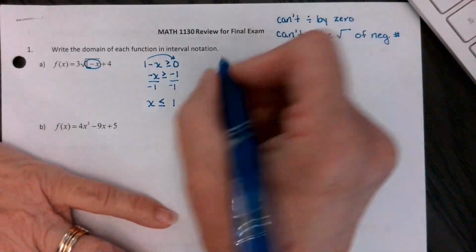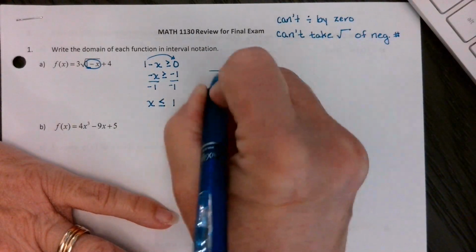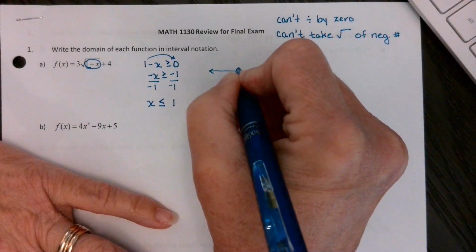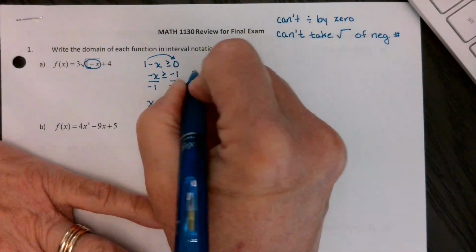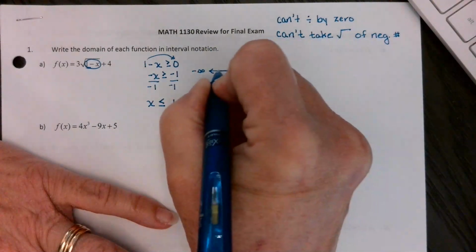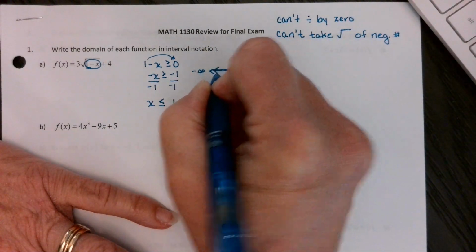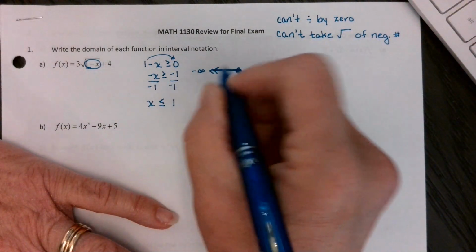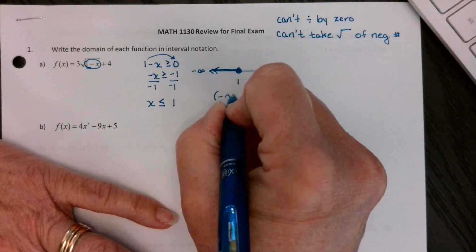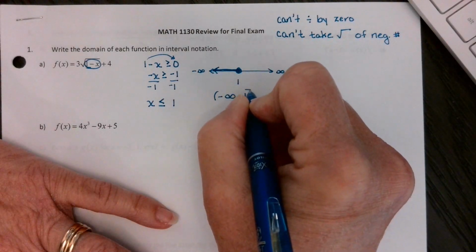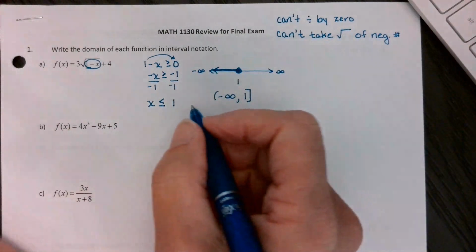So now, if you put this on a number line, here's 1. It's going to be a closed circle because it's equal to it. And it's anything less than, so it goes this direction. In interval notation, always start with the smallest one first, which is negative infinity, to a positive 1, and because that is filled in, it's going to be a bracket.